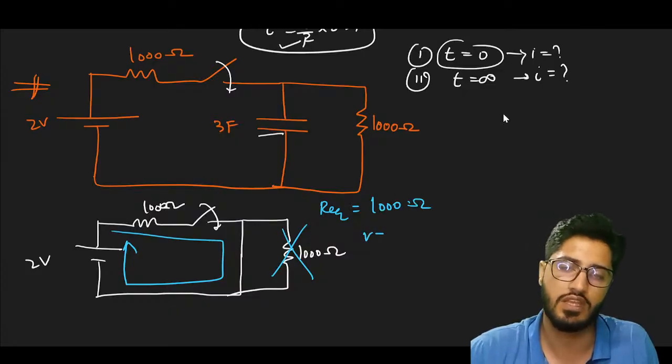Okay. So V equals IR. I came out to be V by R, which is 2 by 1000. I came out to be 2 milliampere.